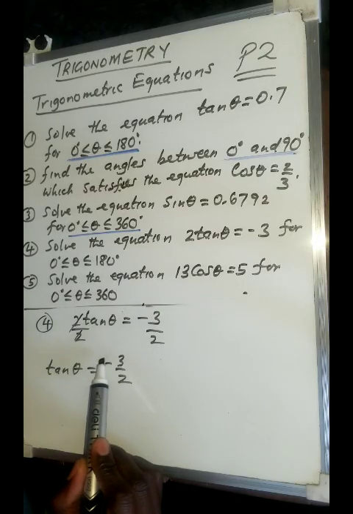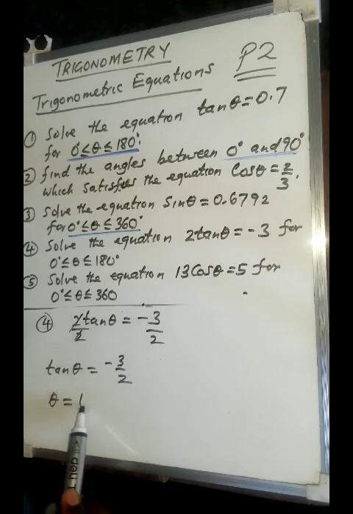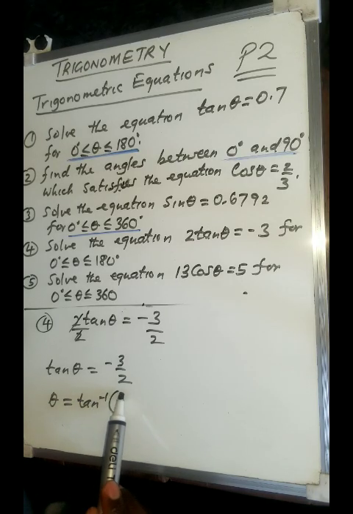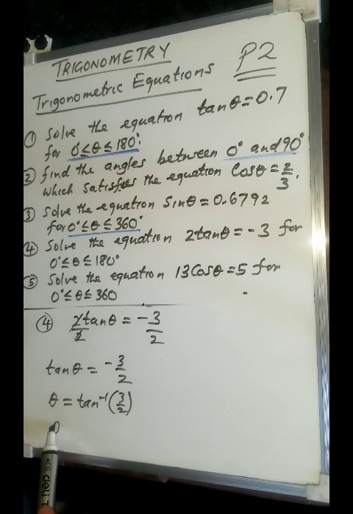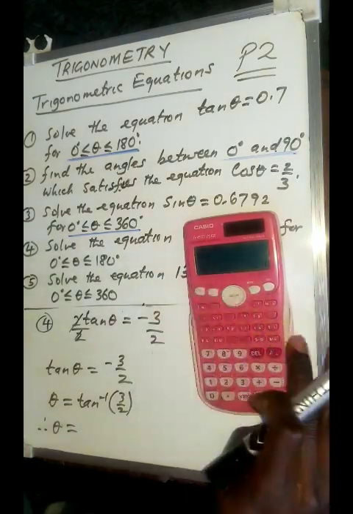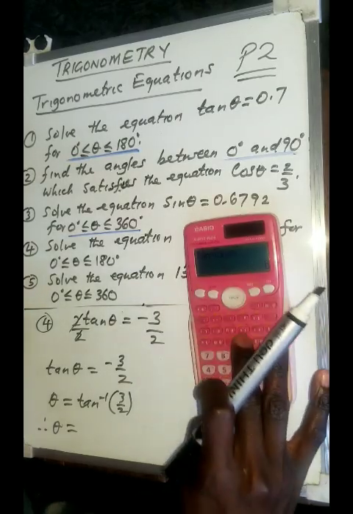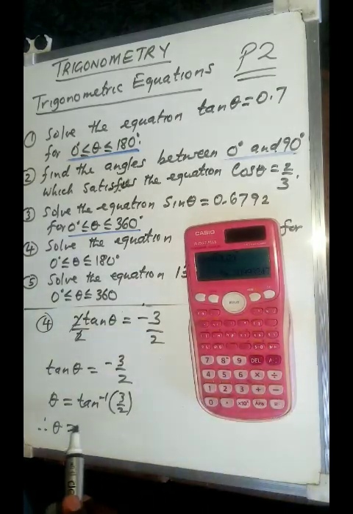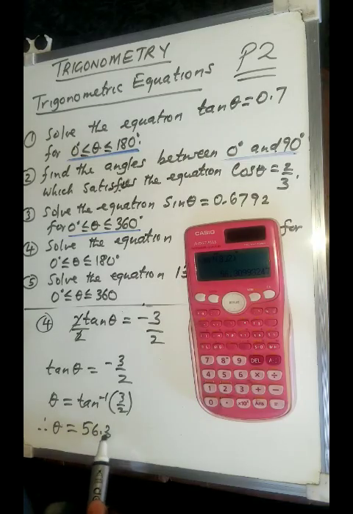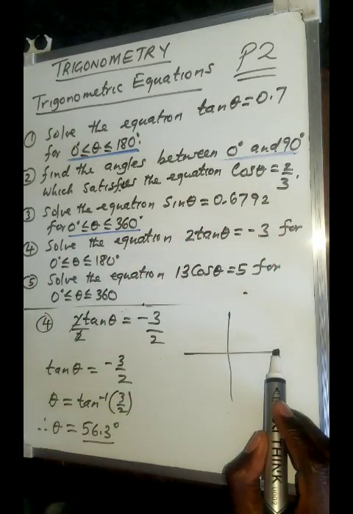Remember that negative is important, but ignore it to find the angle in the first quadrant. So theta is equal to tan inverse of 3/2. So what is tan inverse of 3/2? That is giving me 56.3 degrees. Now according to where will the angle lie?